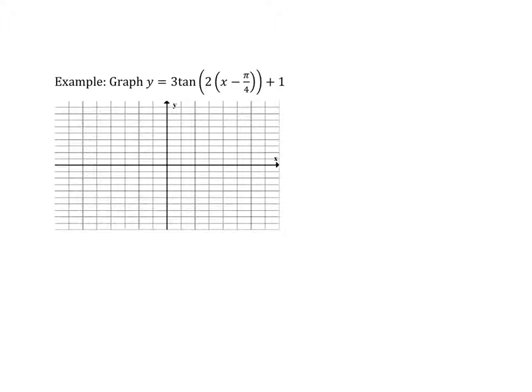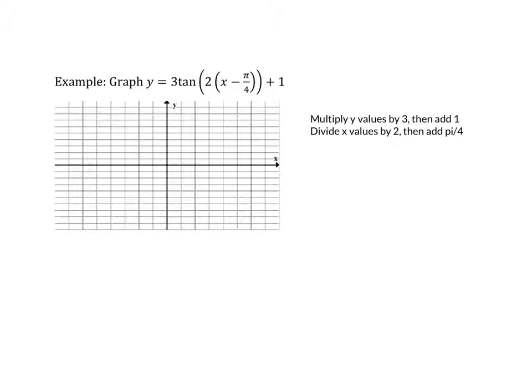Okay, so now we'll look at a slightly different example. This example has a vertical stretch and a vertical shift. It also has a horizontal shift and a horizontal stretch or compression. The difference is that this argument is in factored form. So I'll write down what the transformations are. I'm just going to pause and put them in there, and then I'll explain what they are.